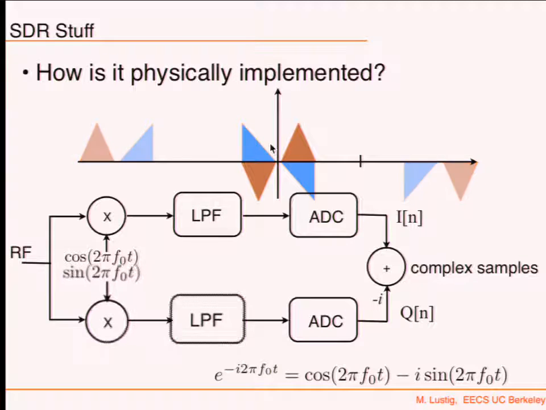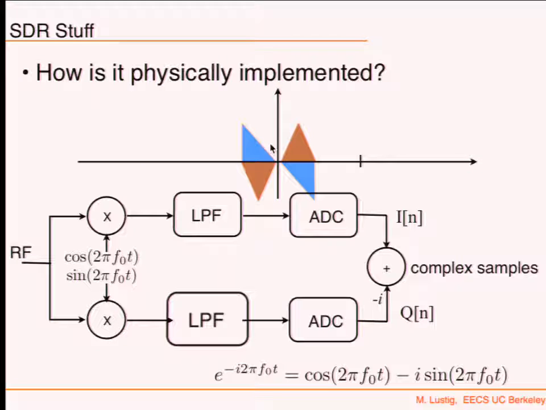Okay. And then you digitize that. Low-pass filter and digitize. And so you've got the even part, the odd part, then you can reconstruct the spectrum by combining them. Okay. So this is one way that you could do this.